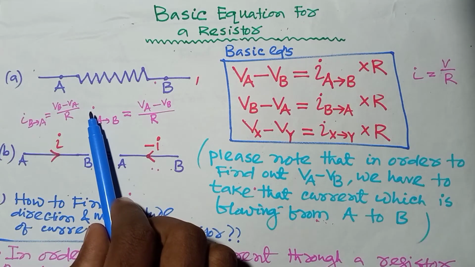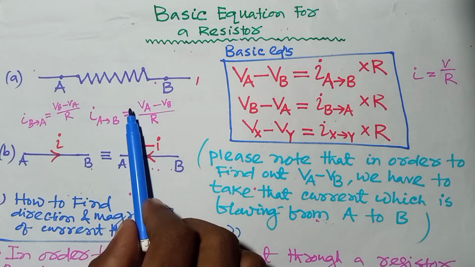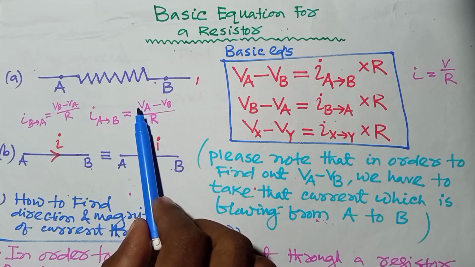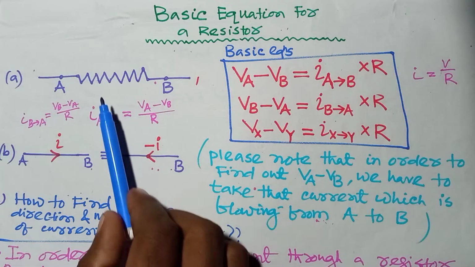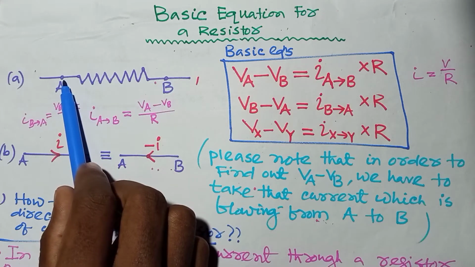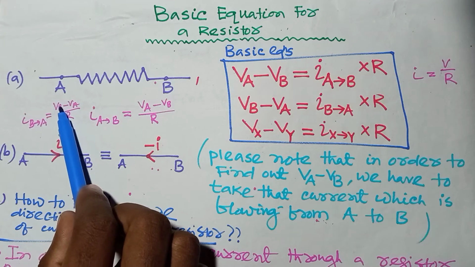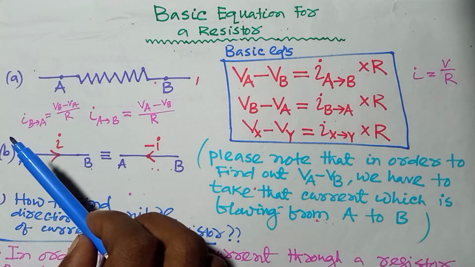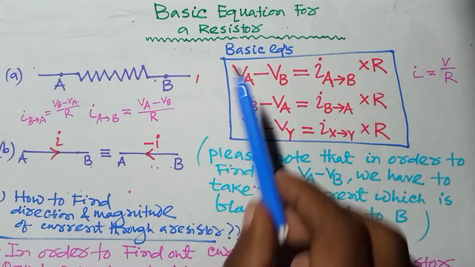Similarly, if you want to find out the current from A to B, then you have to write Va minus Vb upon the resistance value. Similarly, if you want to find out the value of current from B to A terminal, then it will be I from B to A equals Vb minus Va upon the resistance value. So this is the very basic equation.